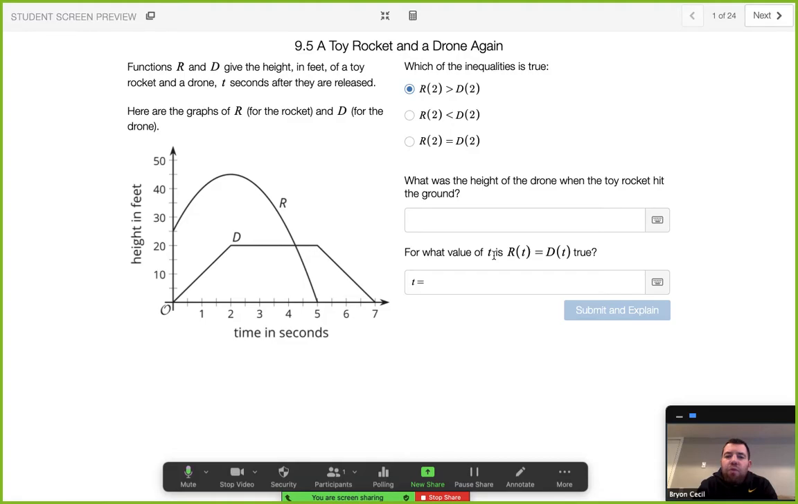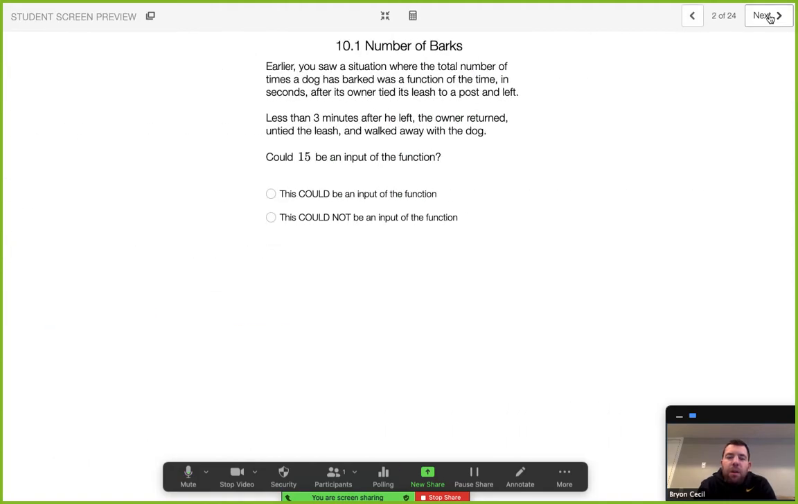What was the height of the drone when the toy rocket hit the ground? We come down here and we see when R is 0. I come back up and we see that it is 20 feet. And then for what value of t is R of t equal to D of t? So what input do we have when they are equal? I come here where they intersect, and come down. It's probably in between there, so we're looking at something around 4.2. Okay, so that's a quick review of those types of functions. Let's go ahead and go on to the first one.